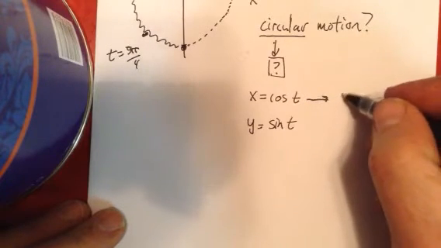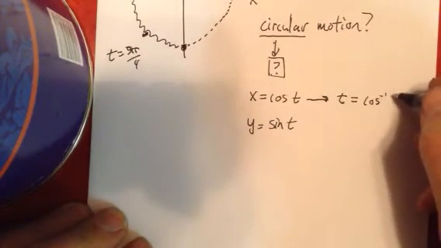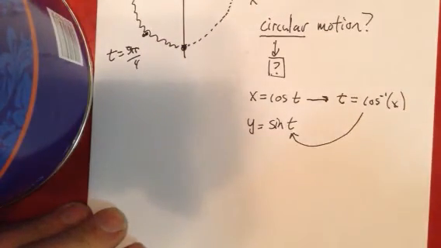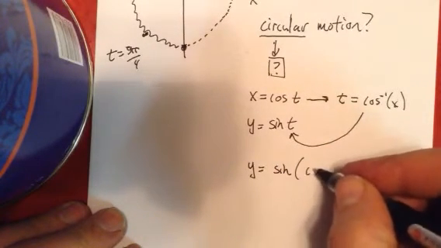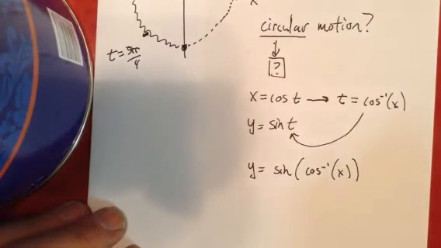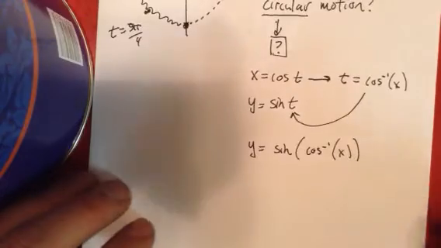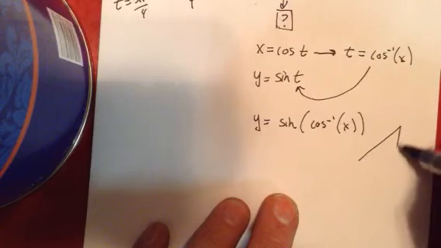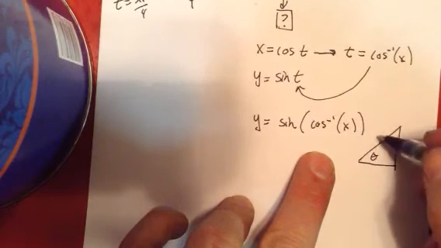I'm going to solve this for t. Take a second, do that in your head. Very good. Inverse cosine of x, and then substitute it in here. Y is equal to the sine of the inverse cosine of x. Ooh, uh-oh. I sense a triangle trick. Okay, let's see if we can resolve that triangle trick. I'm going to do it quickly. Again, pause the video if you don't like it. Inverse cosine of some angle theta. Cosine is adjacent over hypotenuse. This has got to be x.